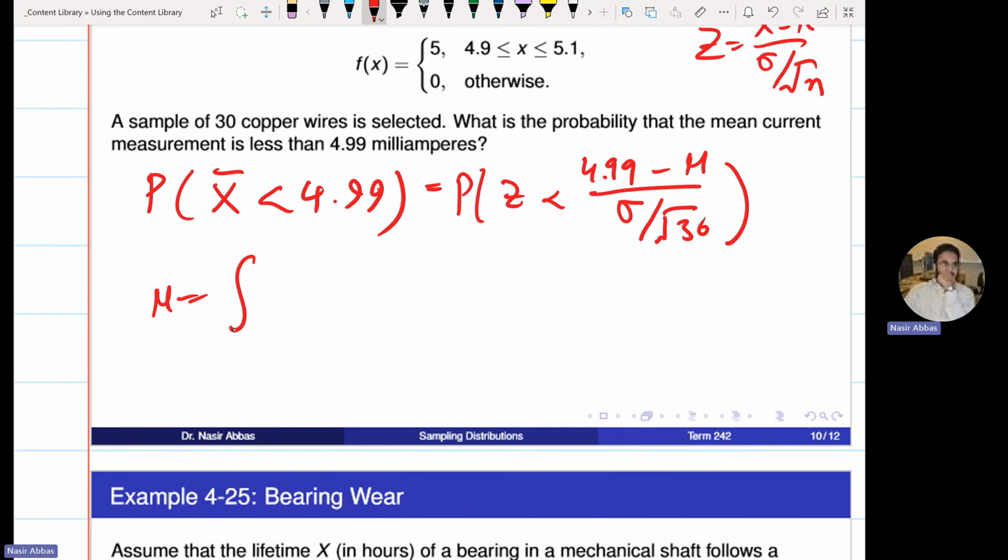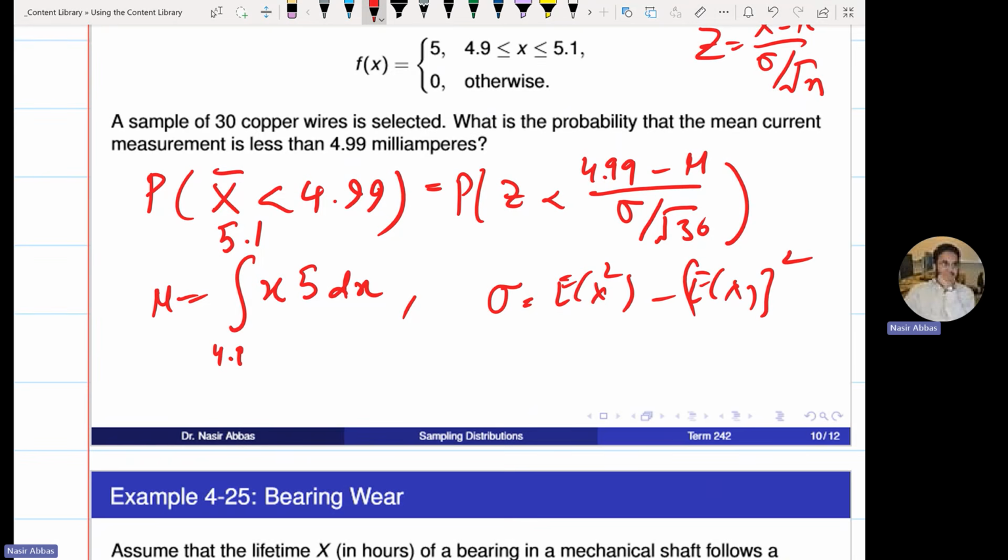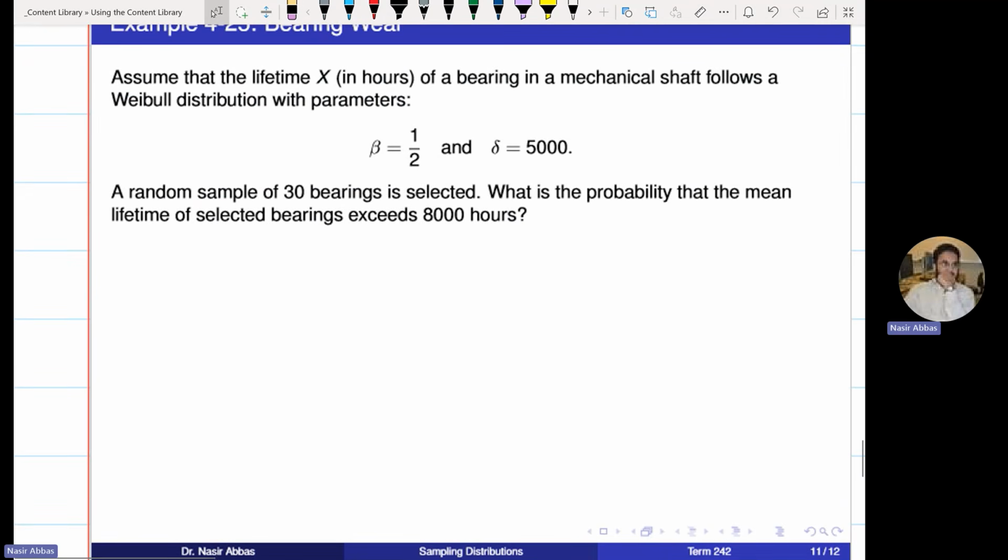Mu is the integration from 4.9 to 5.1 of x times 5 dx. Sigma squared equals expected value of X squared minus expected value of X whole squared. Find them the way you found it in chapter 4. Okay, find them, plug them in here and solve the question. This is the case where the distribution is given but not well-known. Another case where we give you the distribution and the distribution is well known.